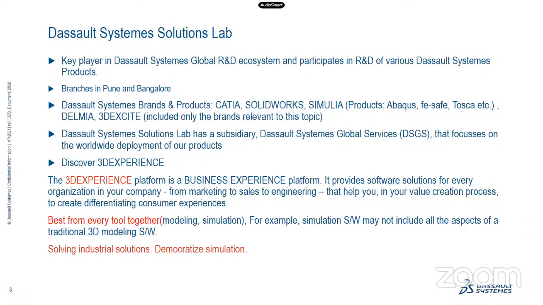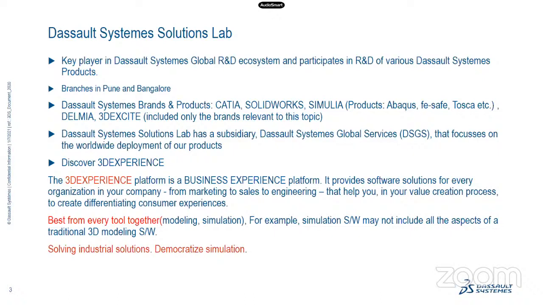What is that? For example, I told you Abaqus is for structural analysis, Fe-safe is for durability analysis, Tosca is for topology optimization. Here, the problem for the customer is that if they want to solve a structural analysis, they need a separate license for Abaqus, and another for Fe-safe for durability analysis.